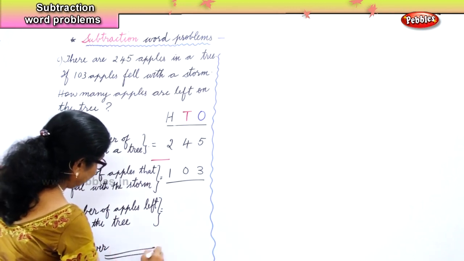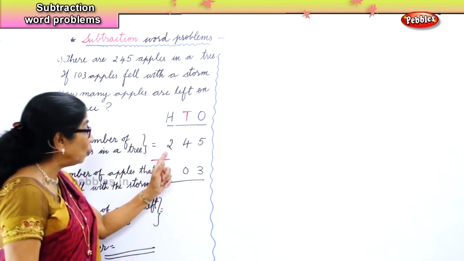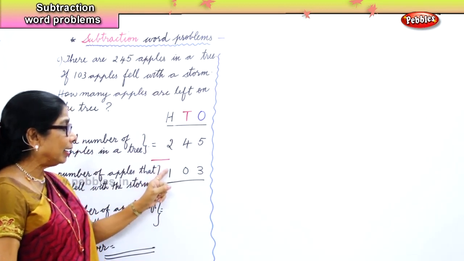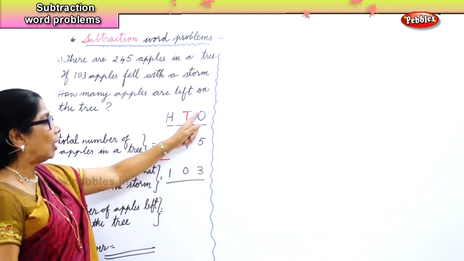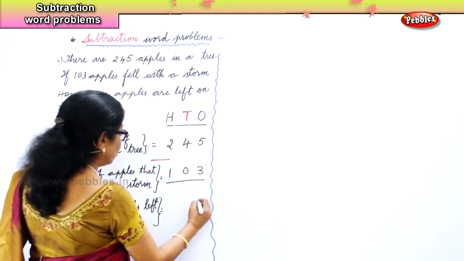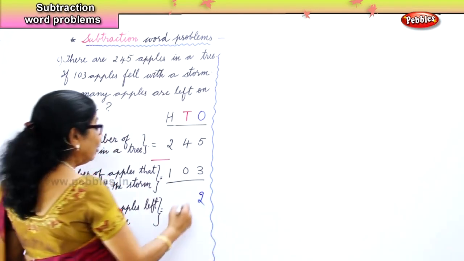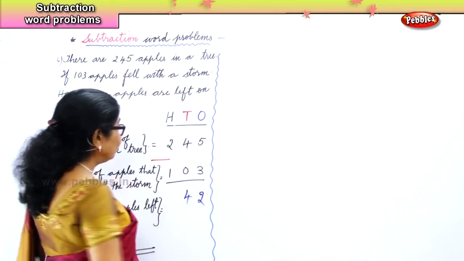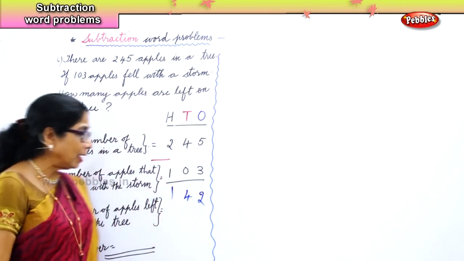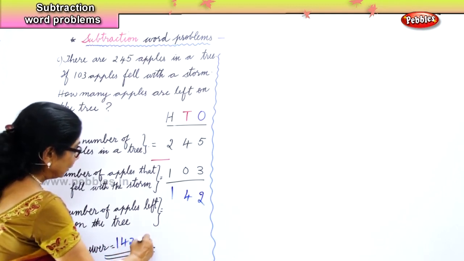Okay? First of all, let's do the subtraction correctly. First, we have 200, 4 tens, 5 ones, take away 100, 0 tens, 3 ones. Okay, now ones place we have 5 and 3. 5 take away 3 is 2. Very good. 4 take away 0 is 4 itself. Very good. Then we have 2 take away 1 is 1. So what is the answer? 142 apples left on the tree.